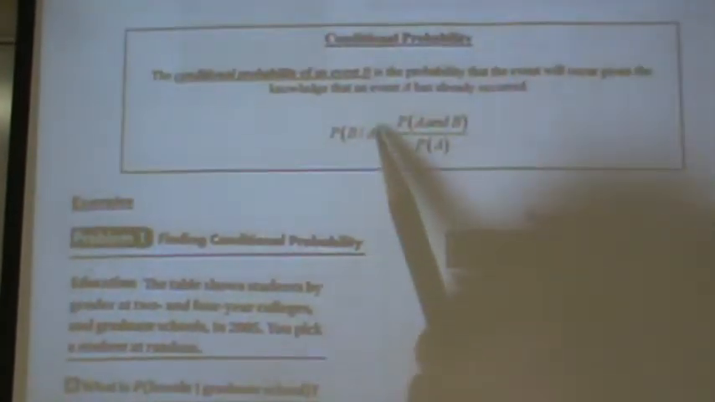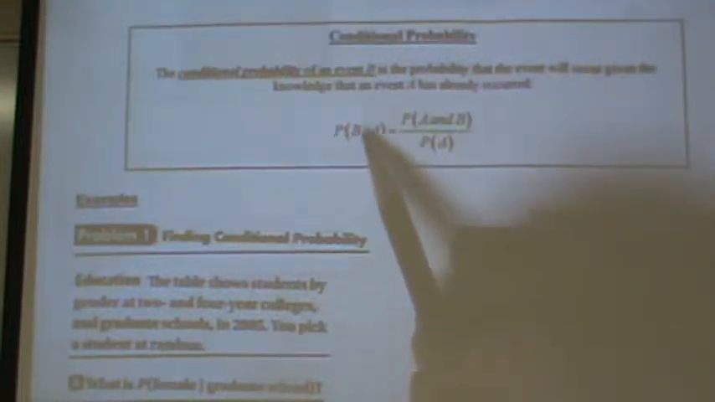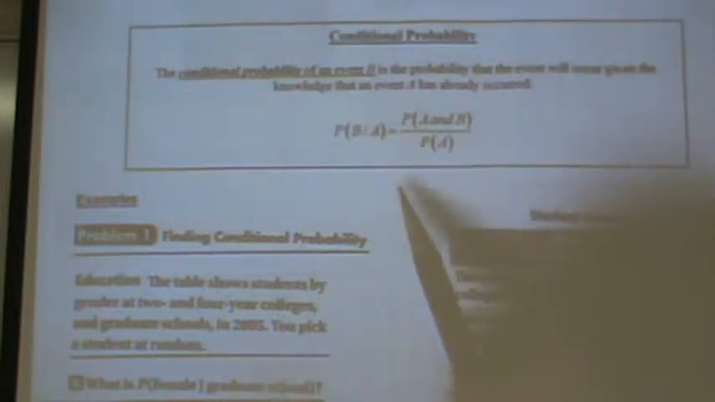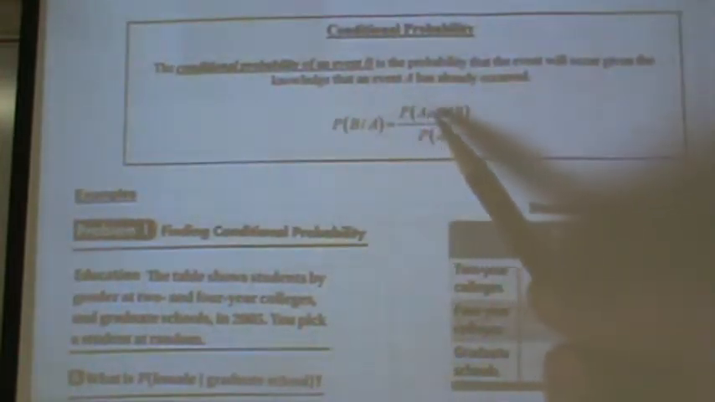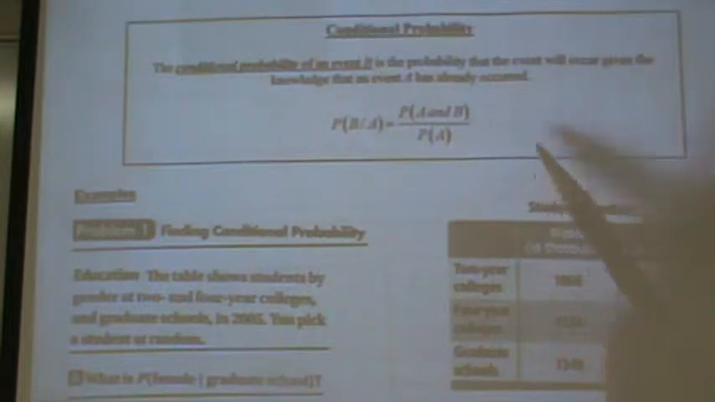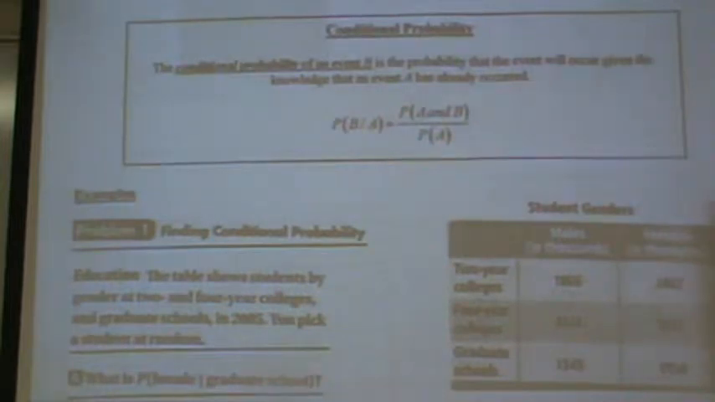Conditional probability is written as the probability of event B, and then this vertical line means given event A. So this is the probability of event B given that event A has already happened. And we can write this as the probability of event A and event B divided by the probability of event A. We're going to use this equation, but we don't always have to use this equation. So in example 1, we're given a table, and rather than using the equation, we're actually going to just use the table.